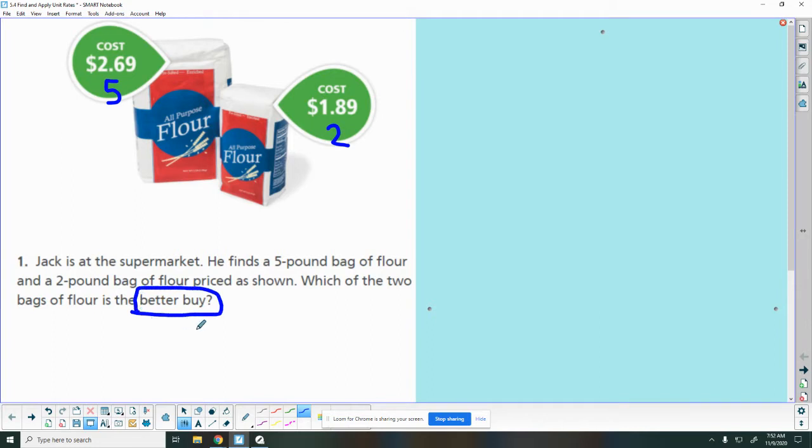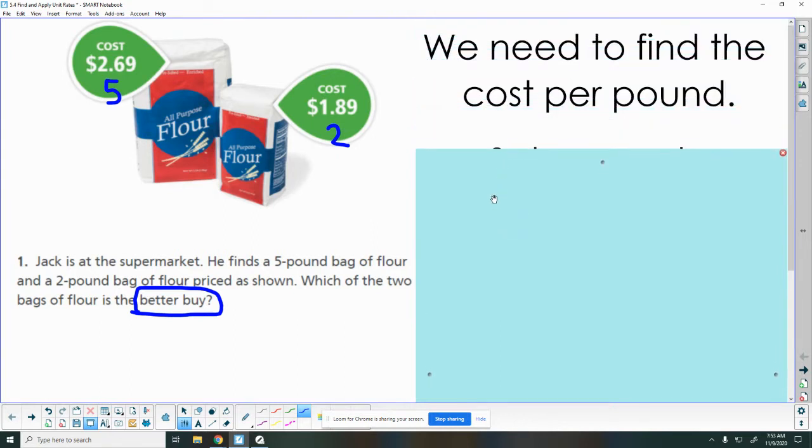When we're talking about which is a better deal, that does not just mean which one is cheaper. Obviously, if you don't have enough money, like if you only have $2, you can't buy the $5 bag. You'd have to buy this one because it's cheaper. But that doesn't mean you're getting a better deal. When we're talking about a deal, we want to take it down to that unit rate. So the question we're asking ourselves is we need to find the cost per pound. Every time you're buying a pound, how much does it cost?